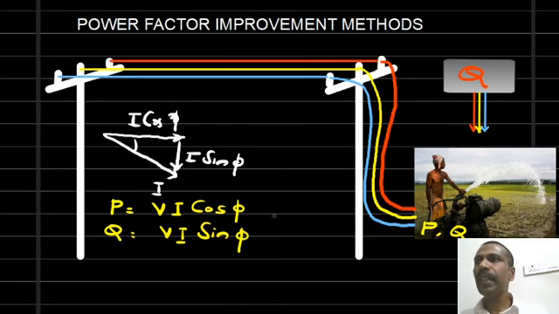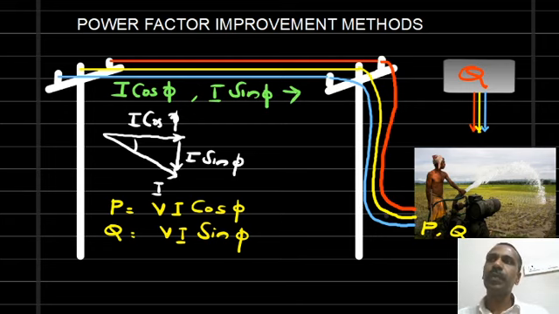Actually, both the components will be transmitted through the line. Both I cos phi and I sin phi components will be transmitted through the line. It is transmitted over a long distance. While improving the power factor, we will supply this I sin phi component locally by some methods to the induction motor.